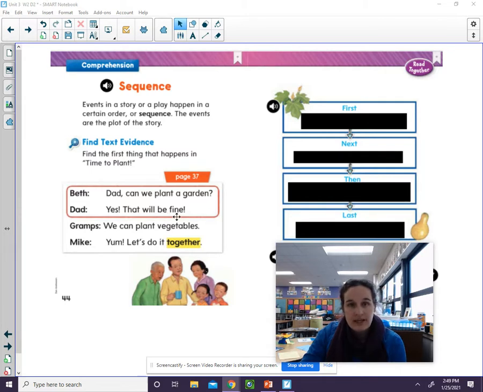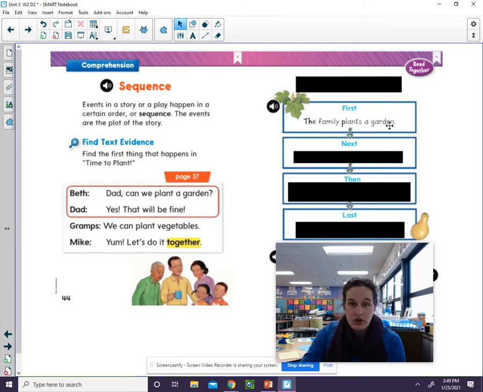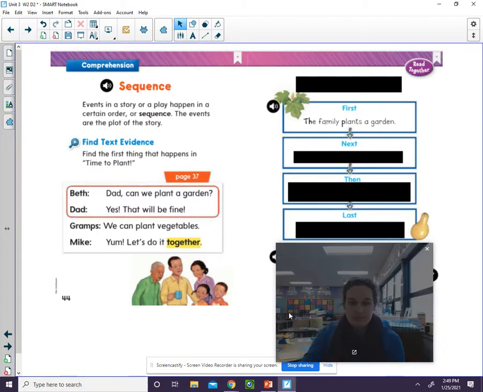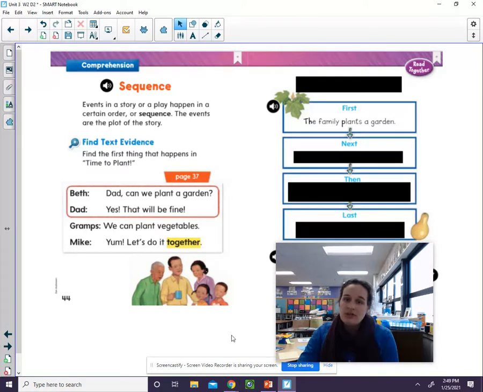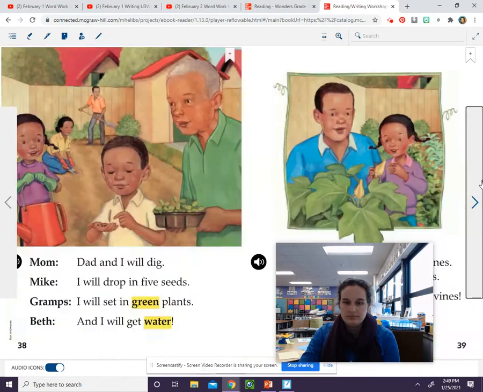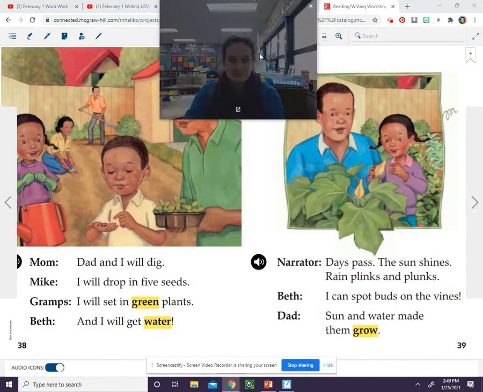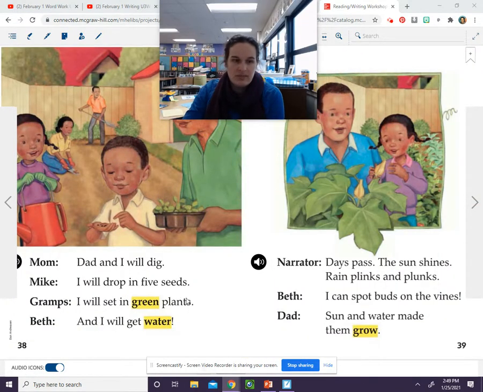So the first thing to happen in the story is the family plants a garden. So first, the family plants a garden. Now we're going to continue looking in the story for the next, then, and last. Let's listen for what happens next. They plant a garden was first.